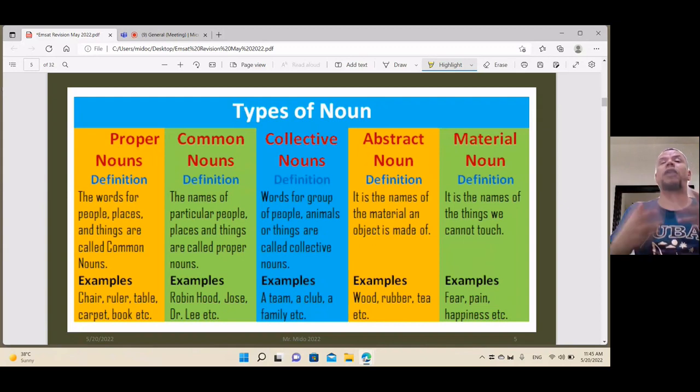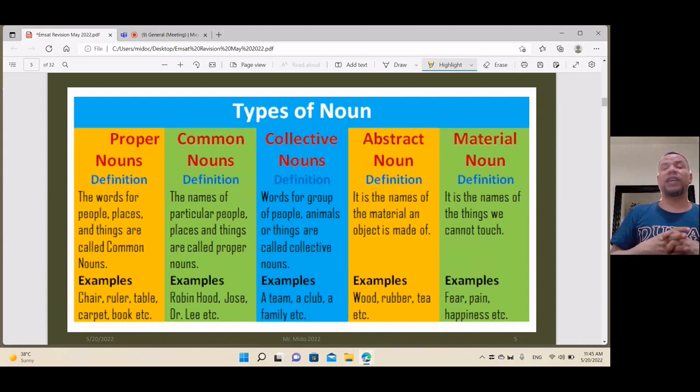Common noun, second type, general name. A general name like chair. I didn't say this chair, but I say chair. So any chair. So this is a common noun. I say a sister, not my sister. So sister is a general noun. I didn't know her name, I didn't know something about her, I didn't know how old she is. So general noun means common noun.